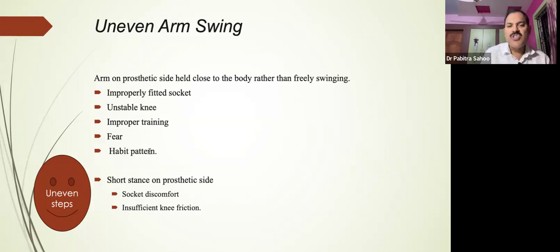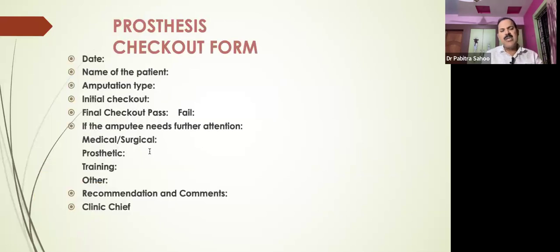Uneven steps: you can see short stance on the prosthetic side when there is socket discomfort, or insufficient knee flexion. So the patient tries to shorten the stance phase as the stump is painful, or if there is socket discomfort like perineal impingement, adductor roll impingement over the ischiopubic rami. So patient will try to avoid stance phase with a very short stance phase, giving rise to an uneven step length in the normal gait cycle. So these are the basic things one should look for as far as examination of the prosthesis itself, and during evaluation of the gait while the patient is walking or sitting or standing with the prosthesis.